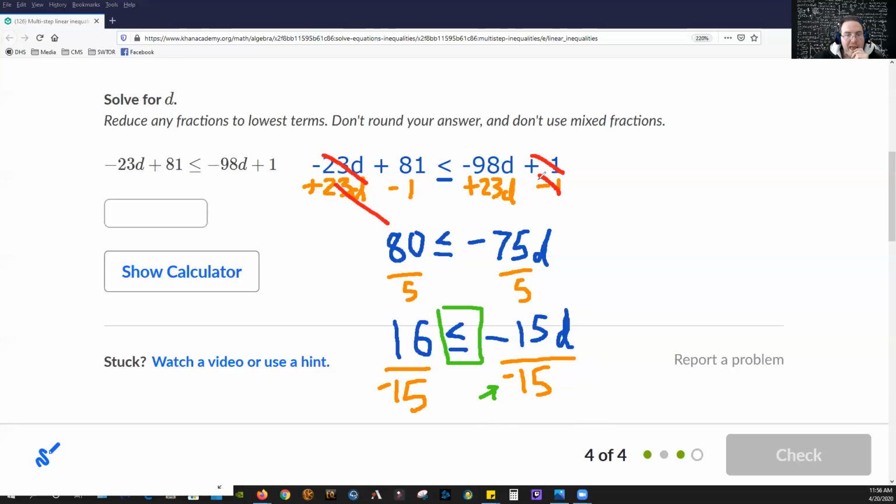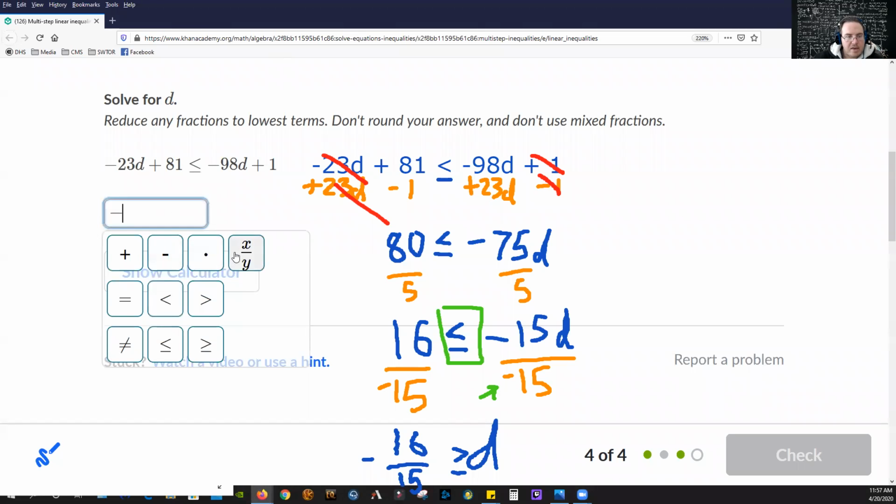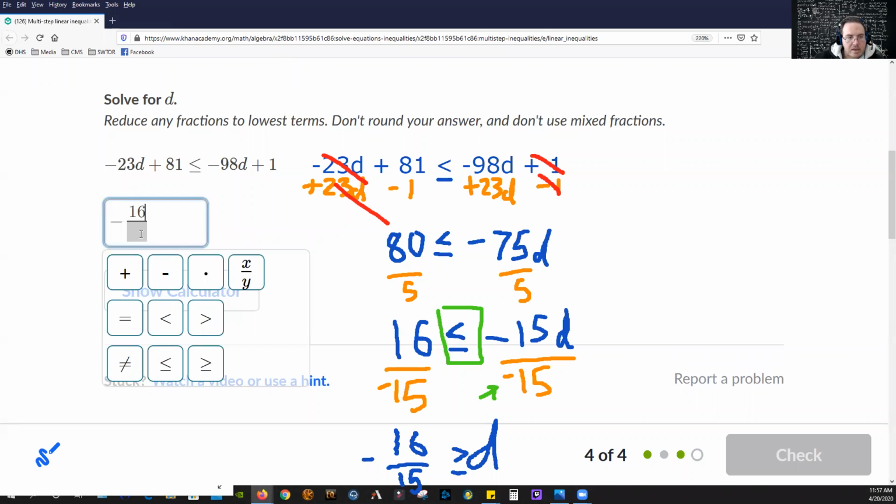So what we end up with as an answer would be negative 16/15, but it's going to be greater than or equal to d. So we flip the symbol around. There it is. So that's what we should get. It's negative, it's a fraction, it's 16 over 15, and that is going to be greater than or equal to d.